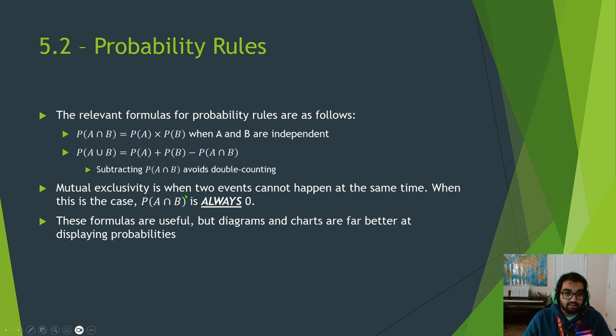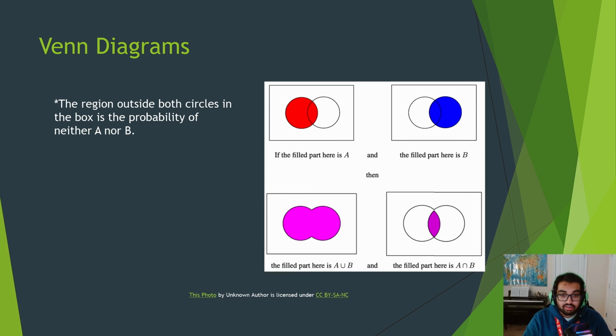And now, mutual exclusivity is when 2 events can't happen at the same time, which means that regardless of whatever calculations you do up here, this is going to be 0. So, the probability that it's night outside and the probability that it's day outside are mutually exclusive, meaning that the probability that it's night and day is zero, because that's not how that works. These formulas are useful, but I feel like diagrams and charts are much more effective at describing and displaying these relationships between a number of events.